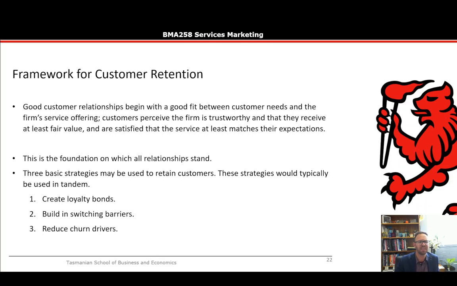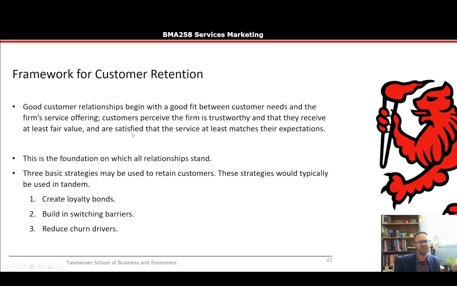So good customer relationships begin with a good fit between customer needs and the service firm's offering. Needs, wants, right? Customers perceive the firm as trustworthy, and they receive at least fair value, and then they're satisfied that the service at least matches their expectations. So this is the foundation on which all relationships stand. There must be beneficial value, like mutual benefit between the customer and the firm. If you're not doing that, that's the minimum, that's where you start.